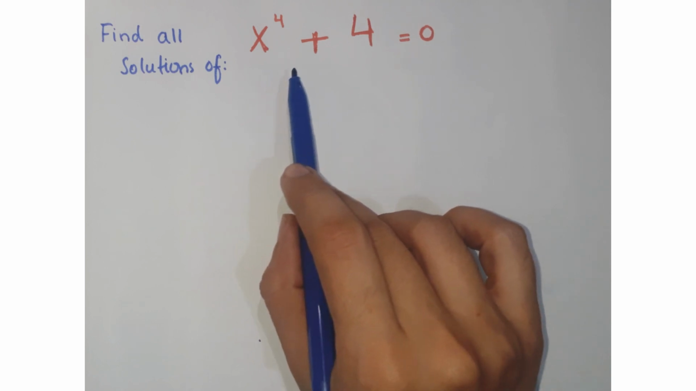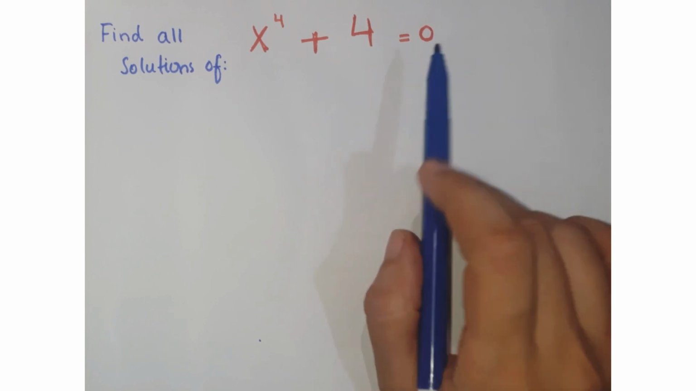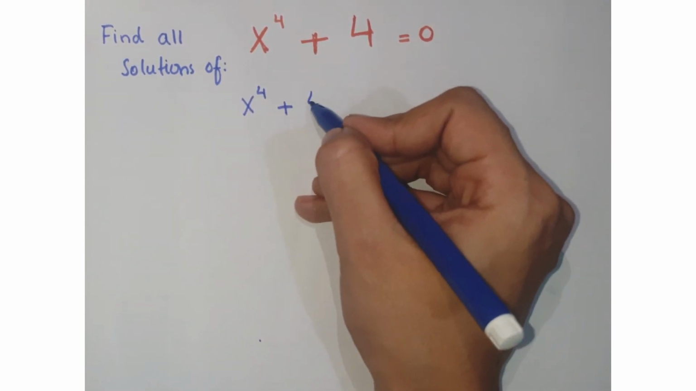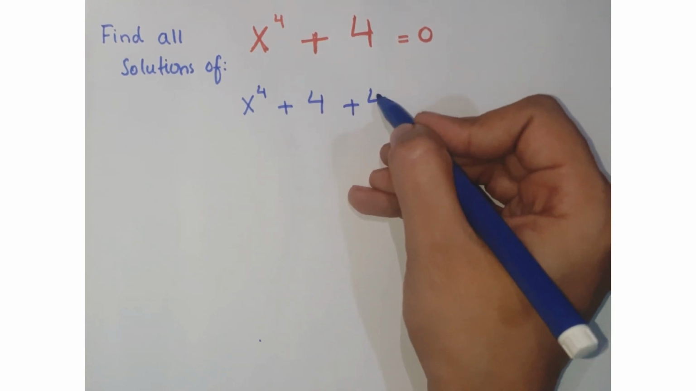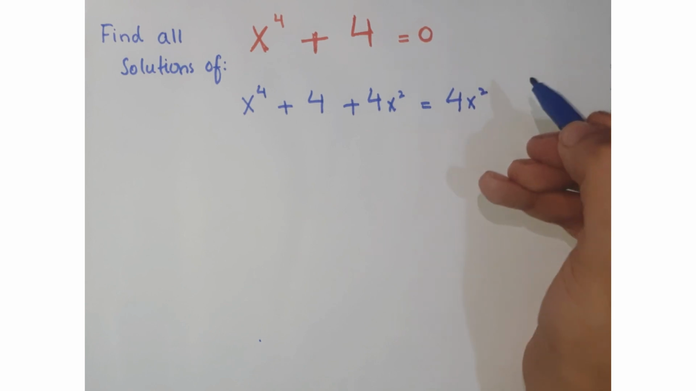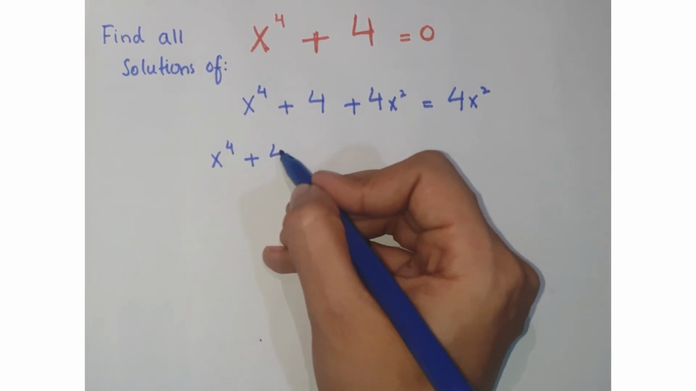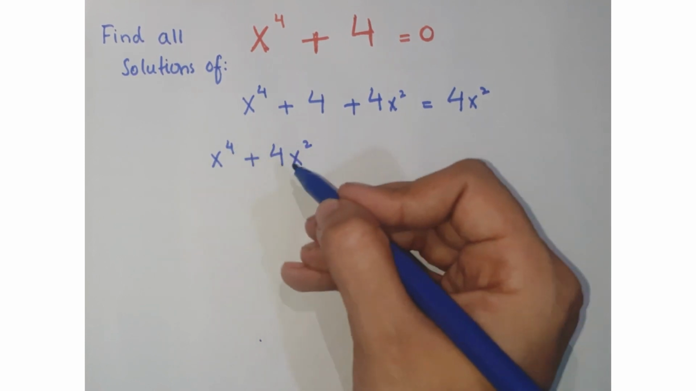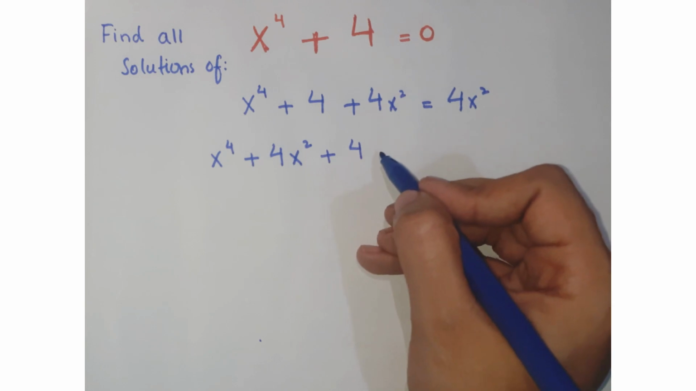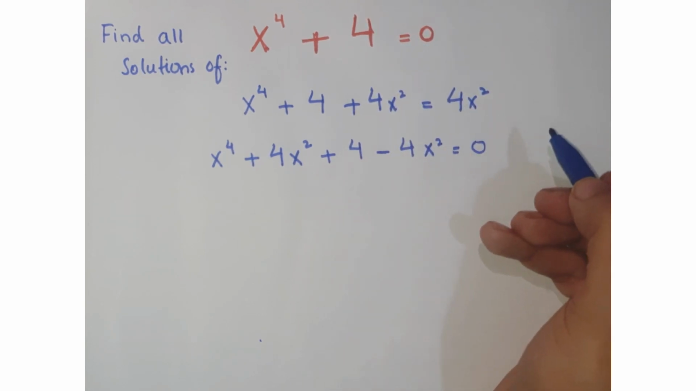The trick that we will apply here is that we just add and subtract 4x squared on both sides. Let's see what we do. Just add 4x squared on both sides. Then you can write this equation as x to the power 4 plus 4x squared plus 4, and then bring this here. You will get minus 4x squared is equivalent to 0.